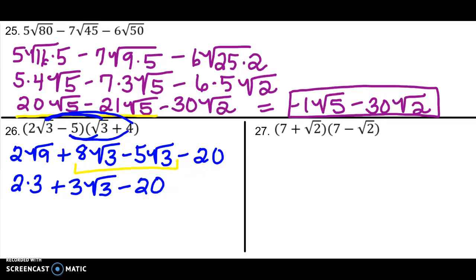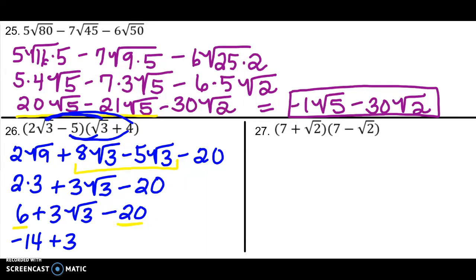Okay, still I can simplify this 2 times 3, so now I have 6 plus 3 square root 3 minus 20. And then the final thing that I can do is I can combine the 6 and the minus 20. 6 minus 20 is negative 14. And then we'll just bring down our 3 square root 3.